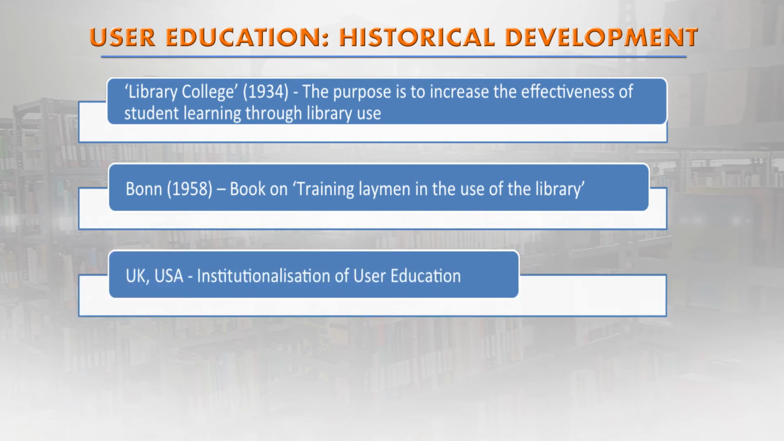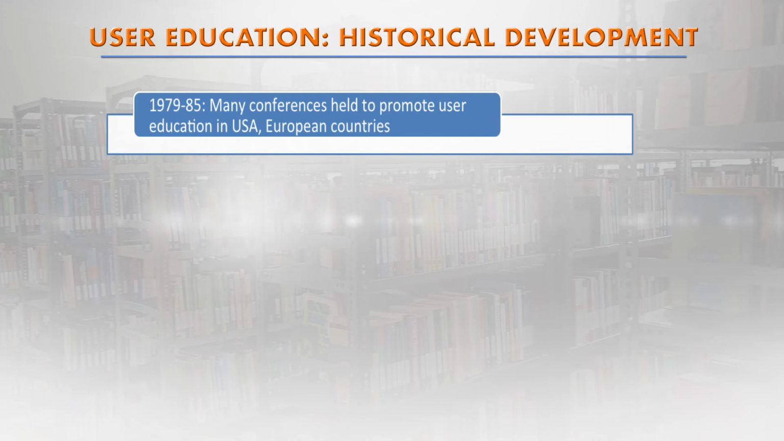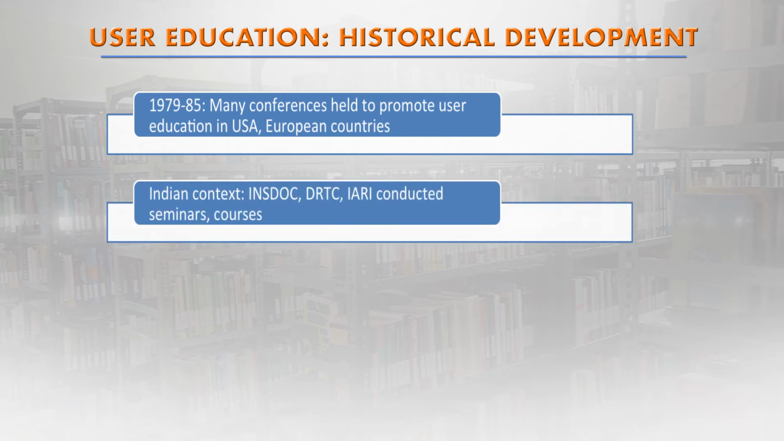In the UK and Asia, several institutionalizations happened for user education. In 1976, the UNESCO UNISIST program conducted a series of seminars where a national information policy was framed, and they put user education as an important component in it. From 1979 to 85, several USA and European organizations conducted conferences to make people aware of user education. And in India, back home, INSDOC, DRTC, IARI conduct similar series of user education seminars and conferences, and created different tools and booklets to empower users regarding library services.